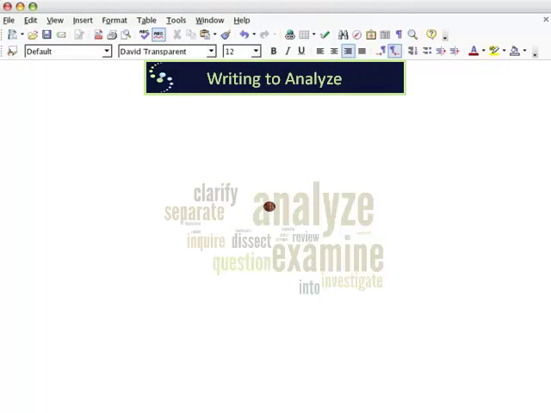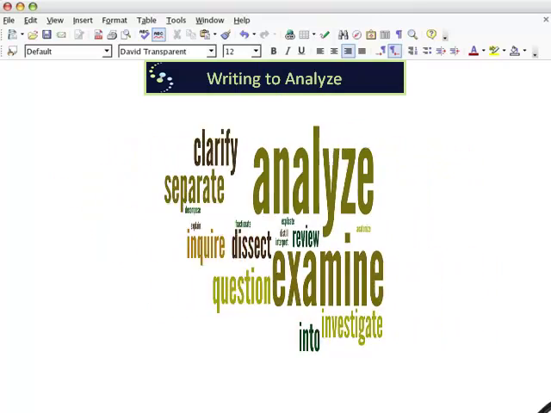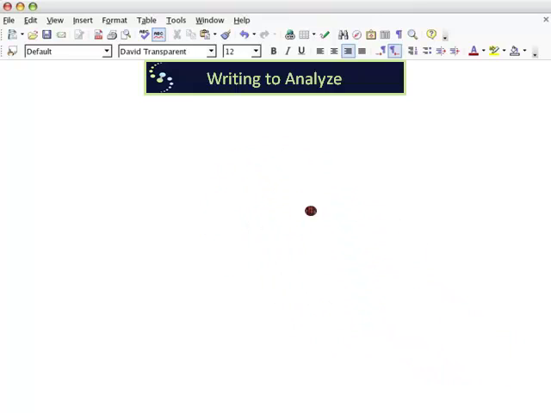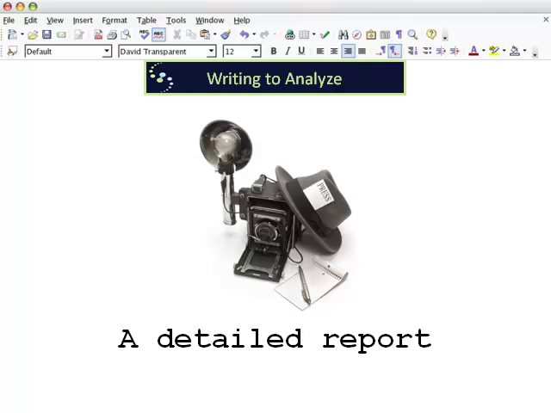When writing to analyze, your job as a writer is to put something under your mental microscope, to break down something and examine it as if you were a scientist studying a new species of bug. Your purpose in writing is to serve as the eyes and ears of your audience, providing a detailed report on what exactly something is or how it works.